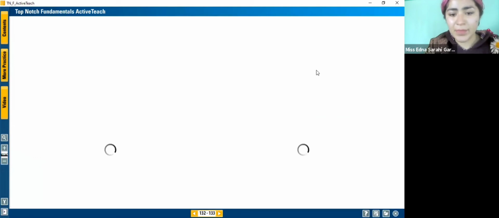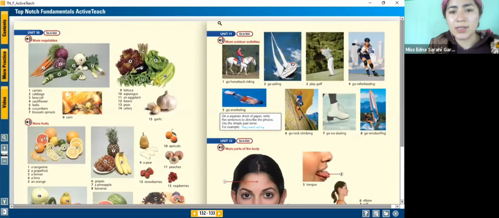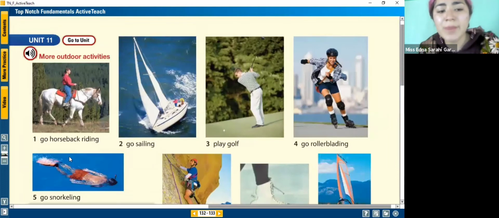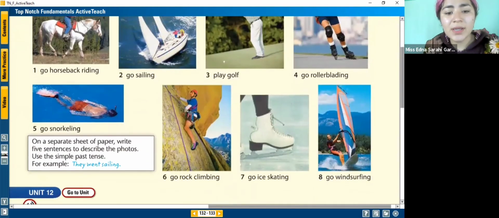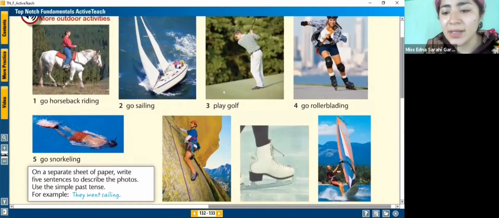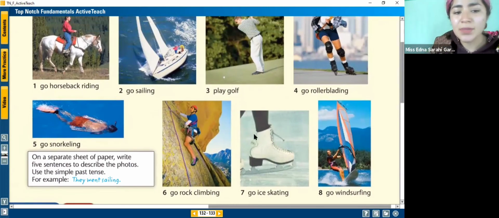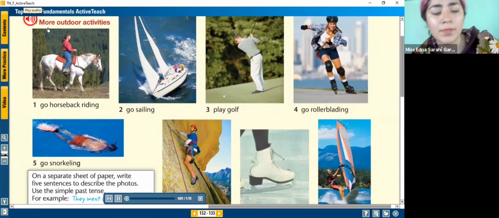Page 133. It's here. Okay, it says more outdoor activities. So we have go horseback riding, go sailing, play golf, go rollerblading, go snorkeling, go rock climbing, go ice skating, and the last one is go windsurfing. So here you can find the pictures which illustrate each phrase. Do you have any questions?